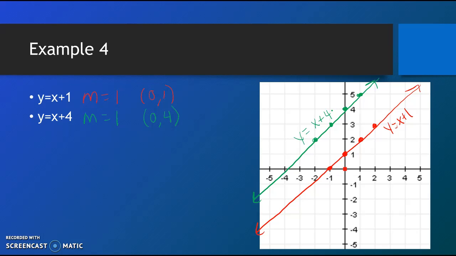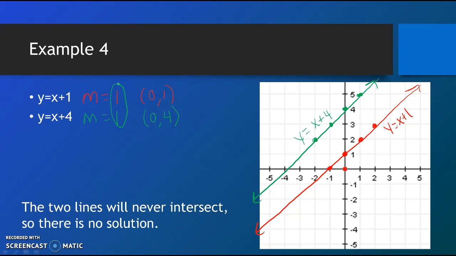Now here we have a unique case. Since both of them have the exact same slope of 1, the lines are going to run parallel to each other, therefore they will never intersect. So here the special case is that there will be no solution to any system of equations that have the exact same slope, since they do not intersect, since they're parallel lines.